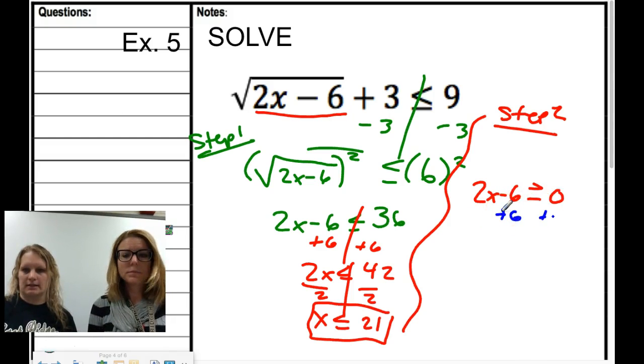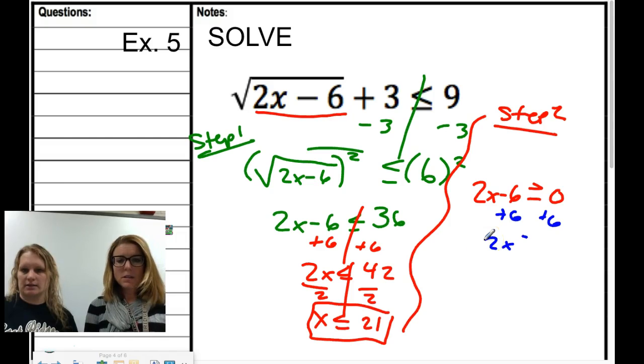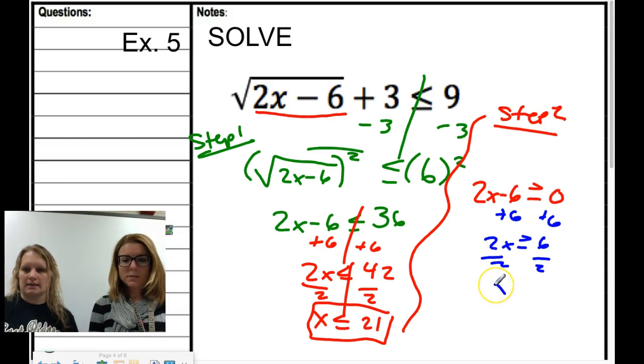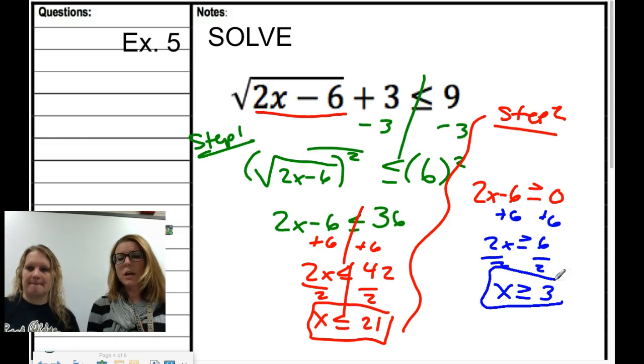So add 6. So we get 2x is greater than or equal to 6. Divide by 2. X is greater than or equal to 3. Now I'm going to scroll down.